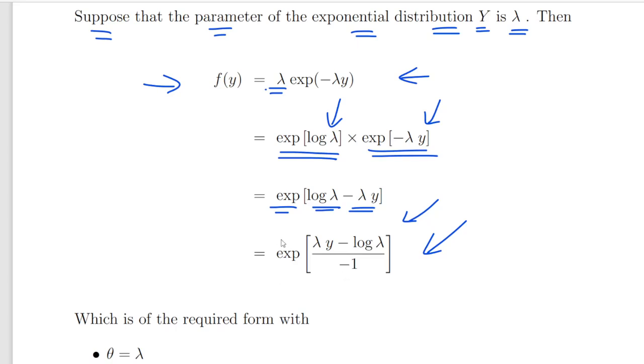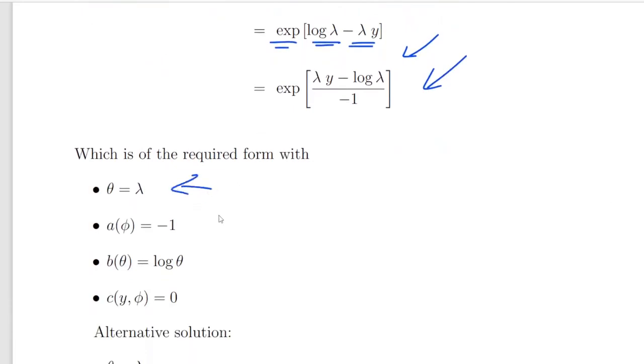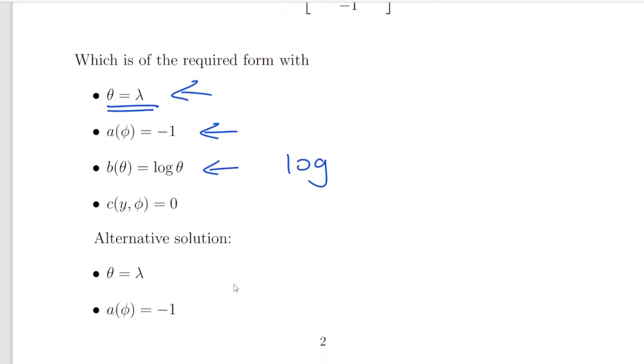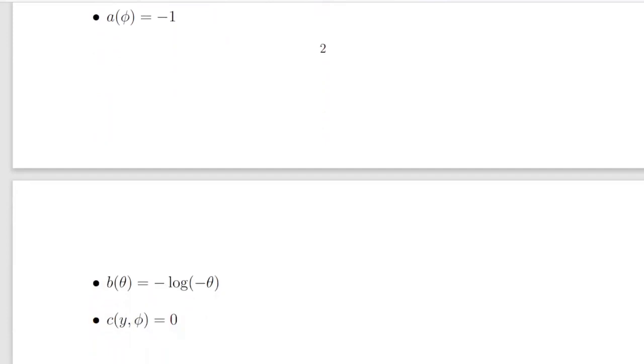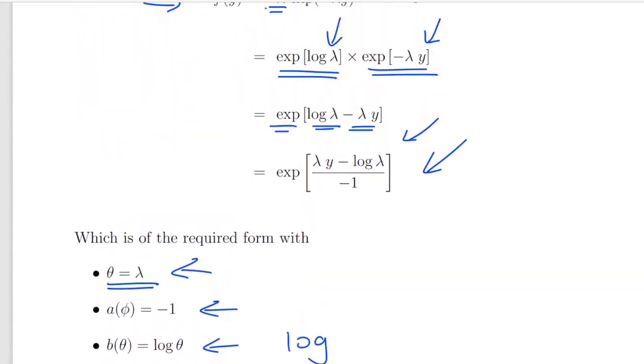So that's what we have in the form that we need. Theta here is lambda. a of phi is minus 1. b of theta is log theta, or log lambda, where lambda equals theta for the purposes of what we're doing. And c of y and phi equals 0. Alternatively, you can construct it in the following format, using b of theta equals minus log of minus theta, which is the same thing. Okay, so we'll leave it there.